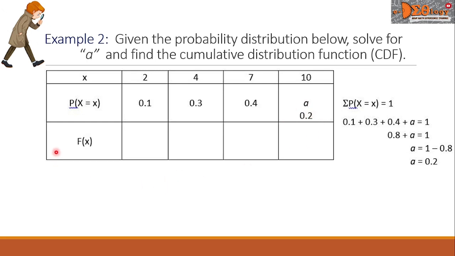Now we are ready to solve for capital F of x. We will do a quick computation here. For the first blank, we will just copy the 0.1, so it is here. For the second blank here, 0.1 plus 0.3, so the answer is 0.4. For the value here, we're going to add 0.4 plus 0.4. The answer is 0.8. For the last blank, 0.8 plus 0.2, the answer is 1. This is now the final answer.